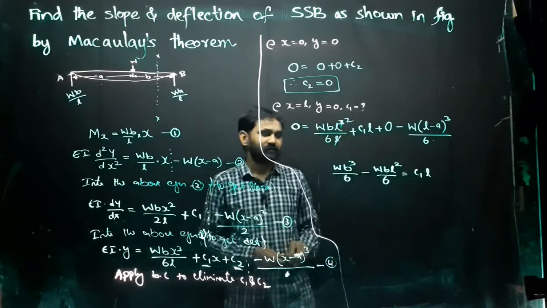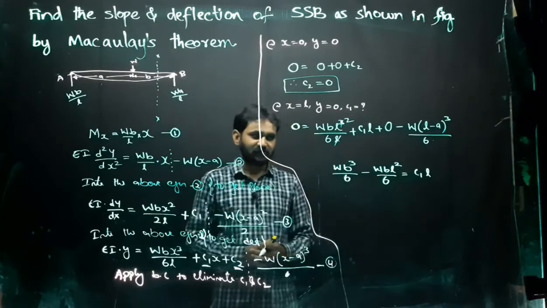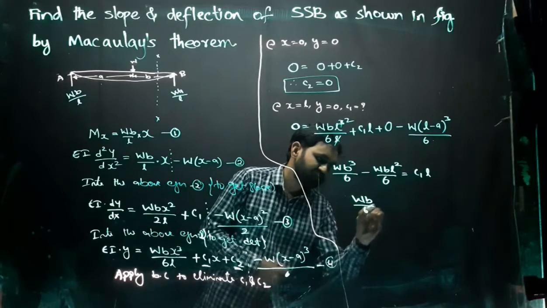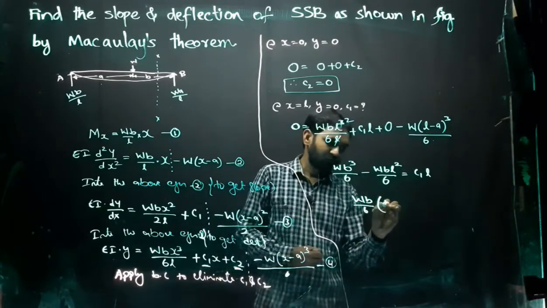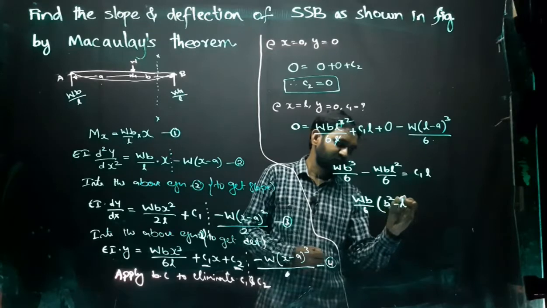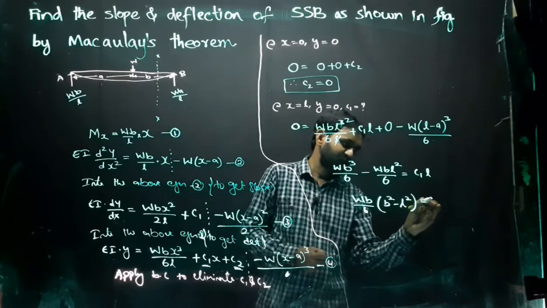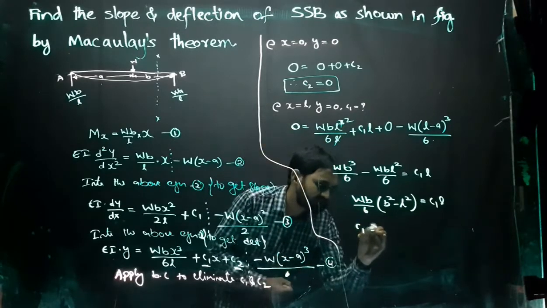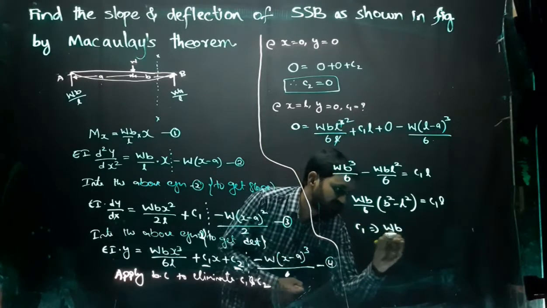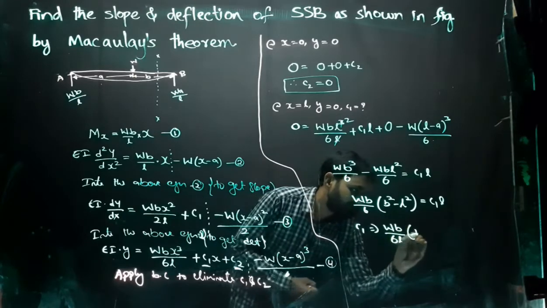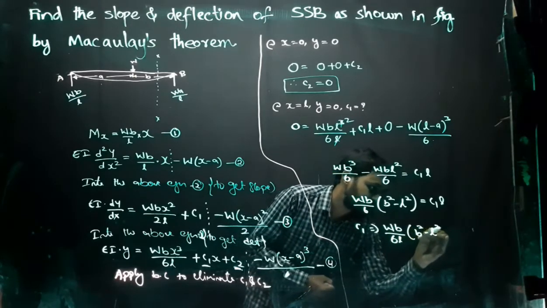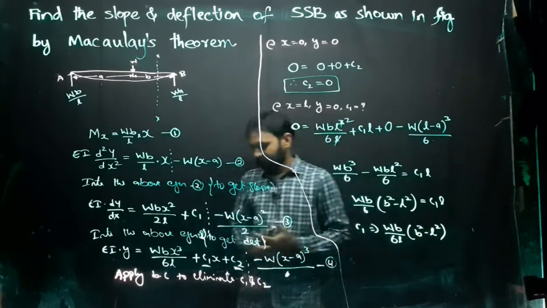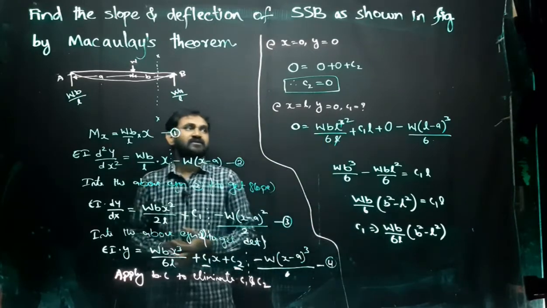What is common in this? WB by 6 is common, so I can take WB by 6 as common, and now it will become B square minus L square is equal to C1L. Therefore C1 equals WB by 6L into B square minus L square. Now I got the C1 value as well as the C2 value.